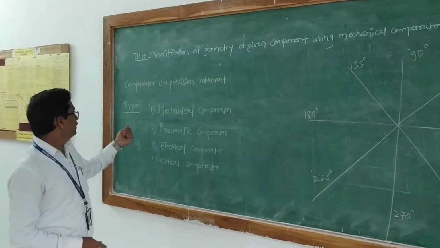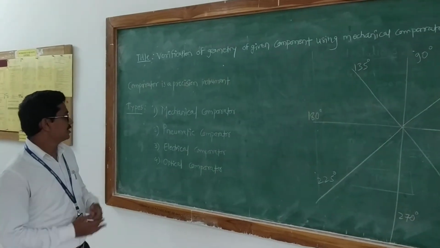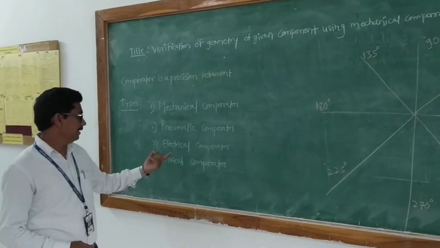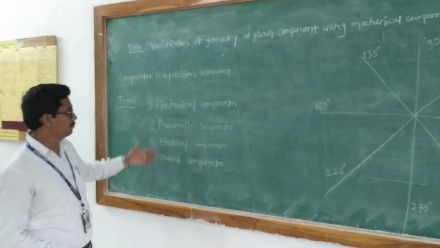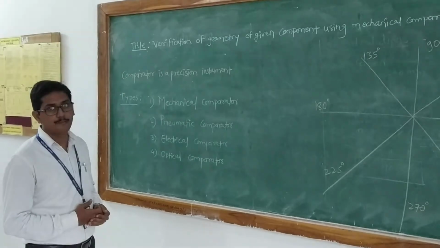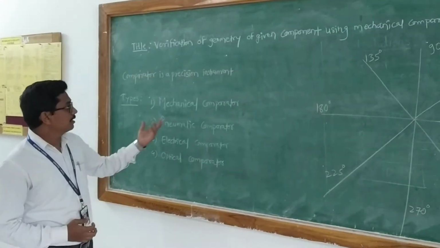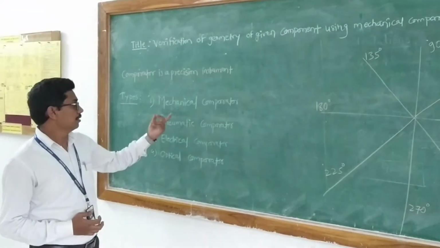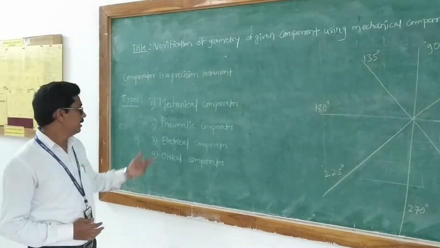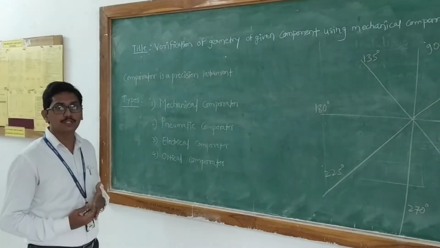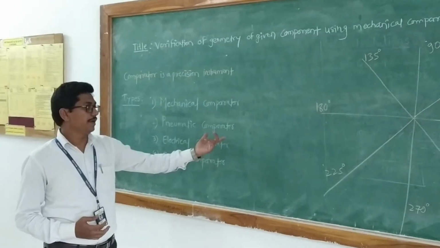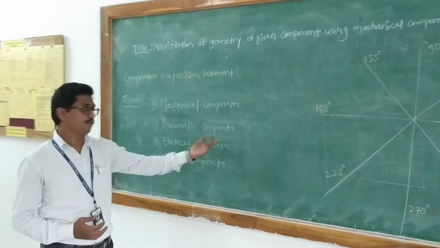Basically, comparators are classified into 4 groups: the mechanical comparator, the pneumatic comparator, and the electrical and optical comparators. This classification is based on the elements used for the construction of comparators. Mechanical comparators have elements like a dial gauge and V blocks. Pneumatic comparators use compressed air, and are particularly used when we have to check intricate shapes or holes in the component.